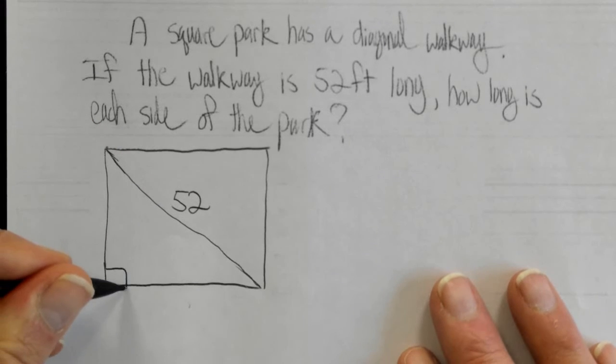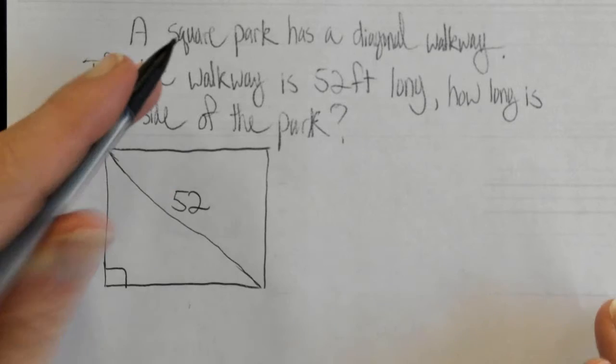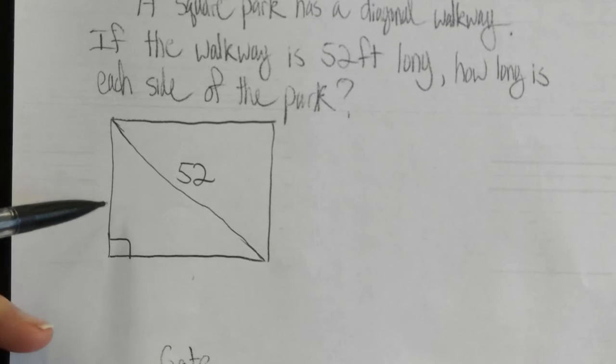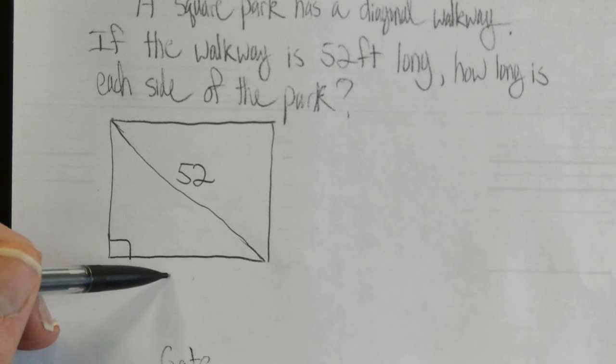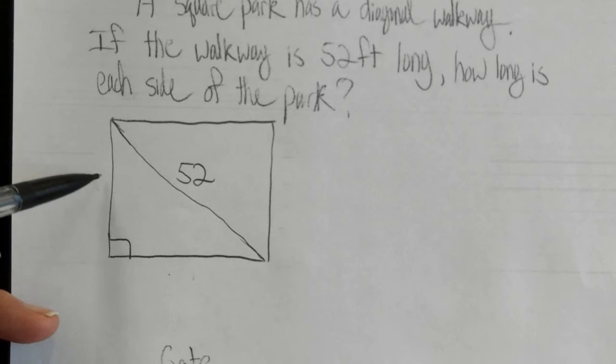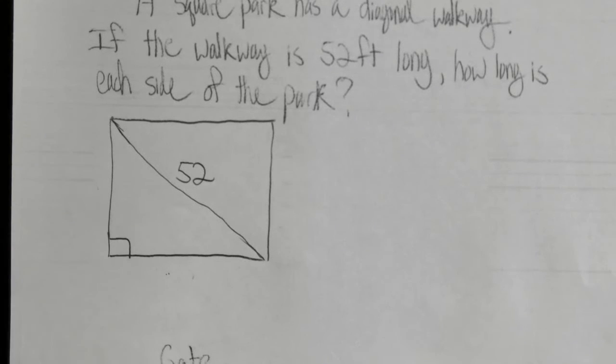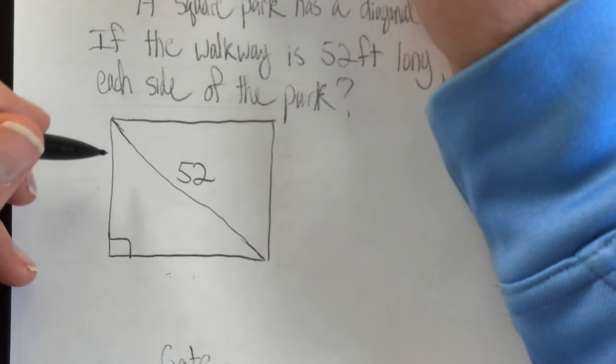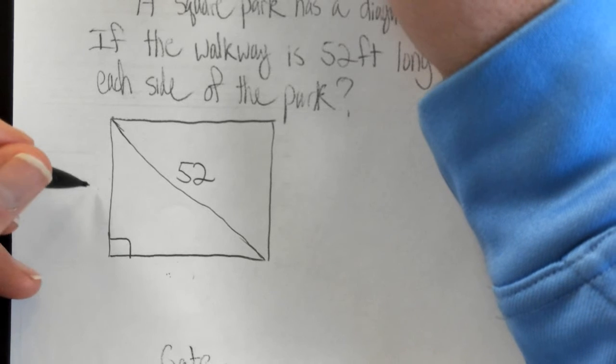Well, we can see our right triangle here, but remember, this is a square park, isn't it? So at first glance, you might be saying, well, Coach, we have two sides missing in the right triangle. Don't we need another side before we can plug into a squared plus b squared equals c squared? Typically, that answer would be yes. But if both sides are the same length, then that answer is no. And they are the same length because this is a square.